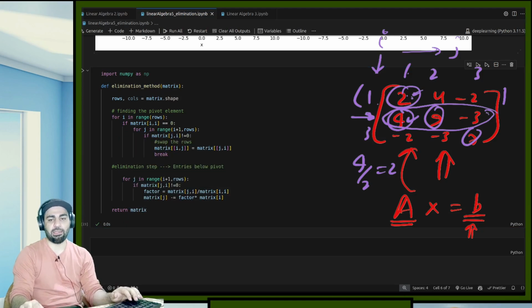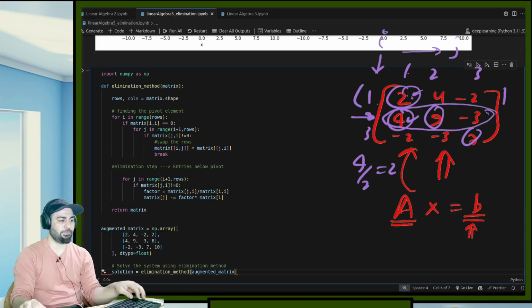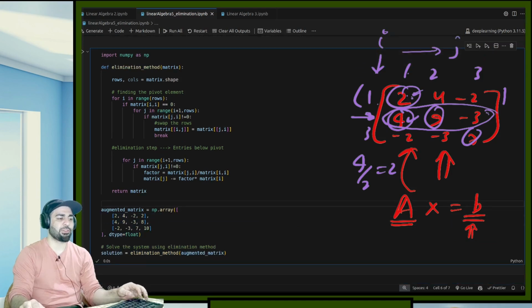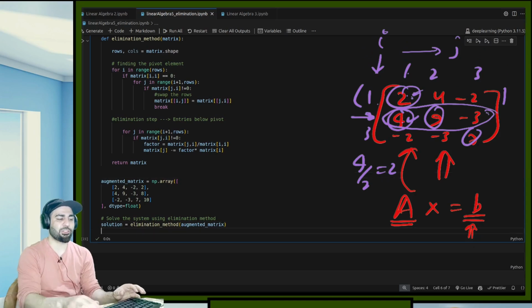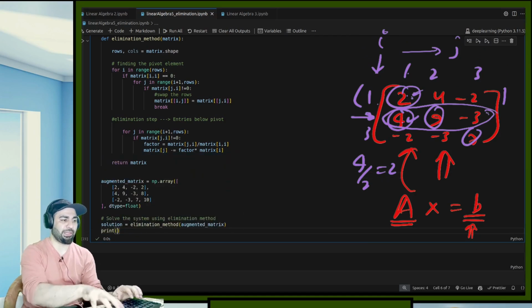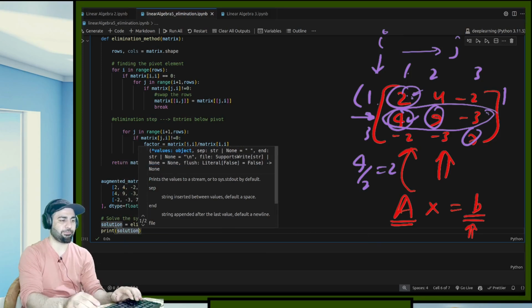So I'll just write a matrix, and I'll write an augmented matrix. Okay, so this is my matrix. So this 2 4, I have stacked the b onto it, and I want to actually check what is the solution. So right now the solution should be a lower triangular matrix, and I'll print the solution. Okay, let's do it.